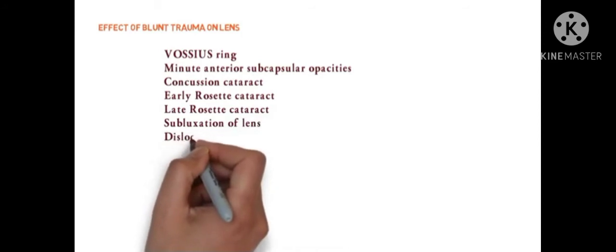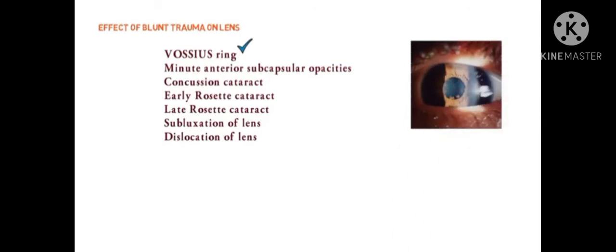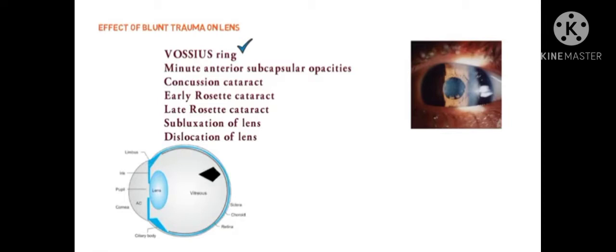Now, before moving towards the clinical features, remember this point, that is osseous ring. It is a circular ring of brown pigment seen on the anterior capsule. So why does it occur? It occurs due to striking of the contracted pupillary margins against the crystalline lens. This is the pupillary margin, and due to its striking, it causes the osseous ring, and it is always smaller than the size of the pupil.